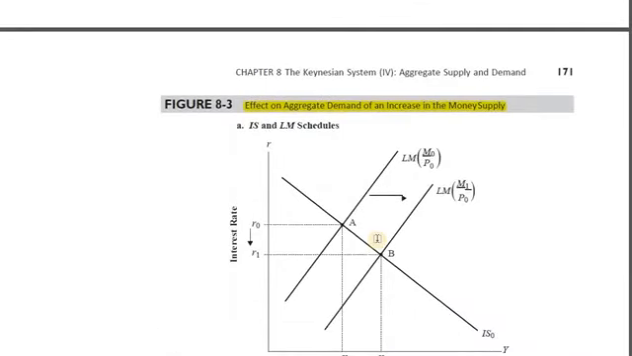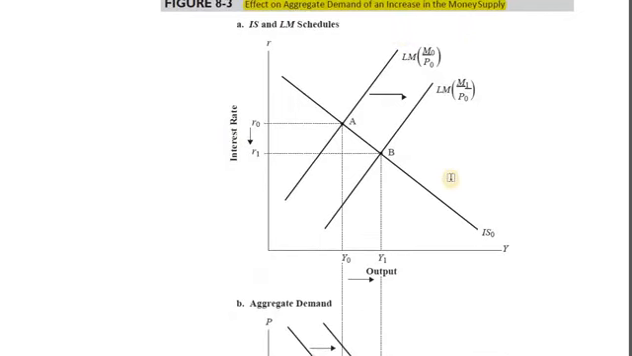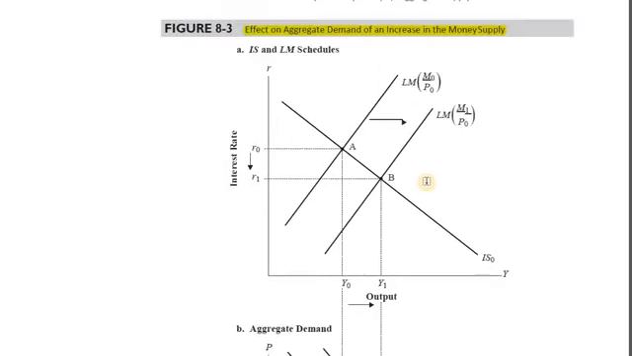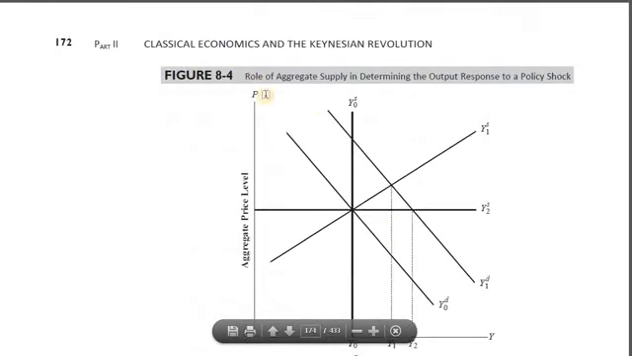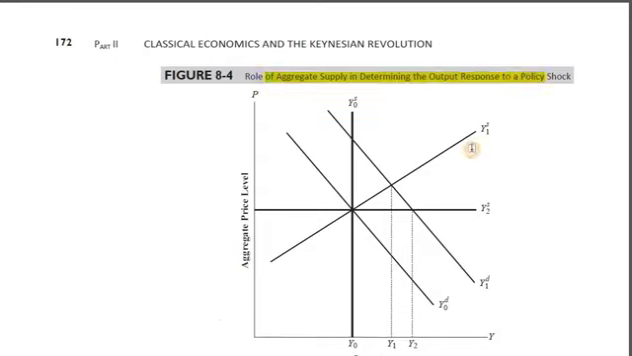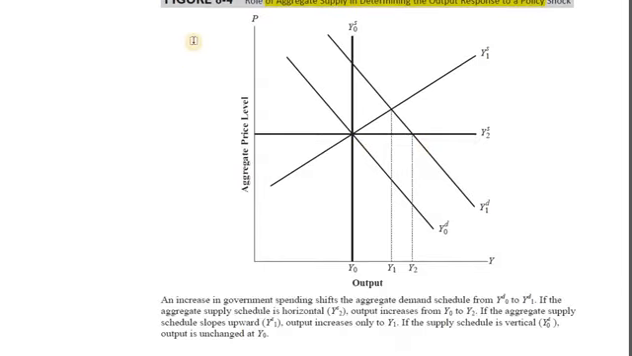So what we have studied from here is quite simple. How can there be a shift in the aggregate demand when there is an increase in the money supply? And either way, anything that's going to cause an increase in output with the price level fixed is going to shift the aggregate demand. This is either way simple. Let's get on to the new thing now, which is the role of aggregate supply in determining the output response to a policy shock. So now this is really simple.